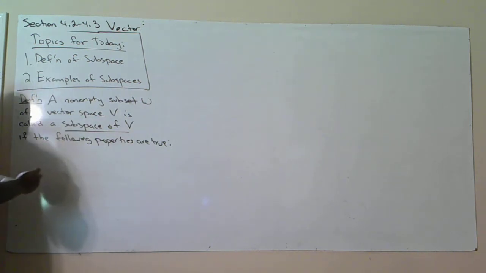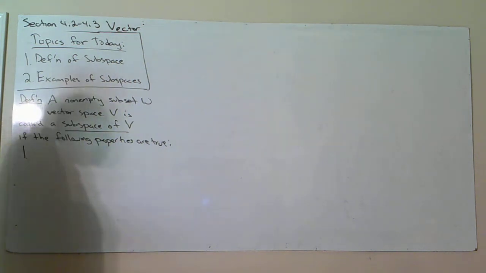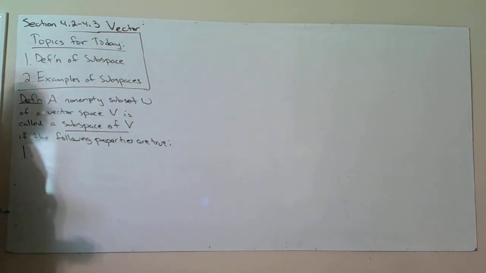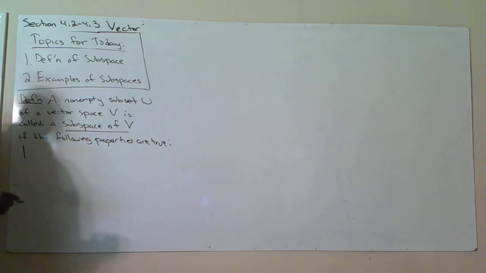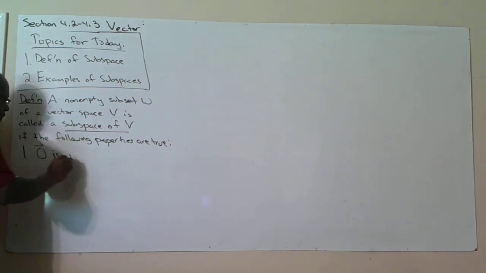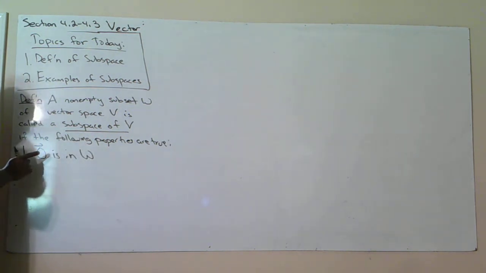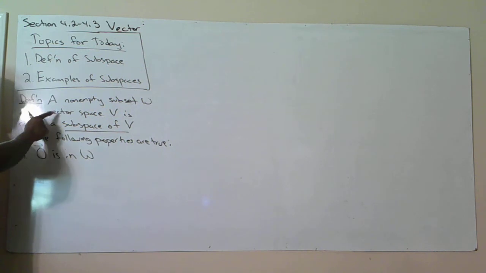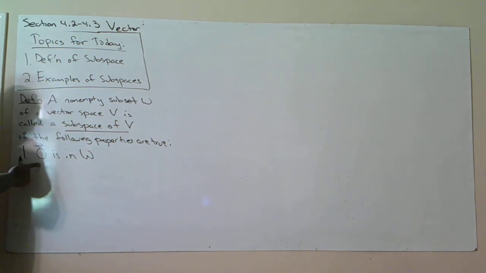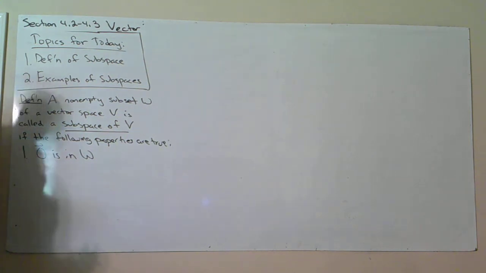The first property is that, and again, some books have this and some books don't. I like to have it because I think it's an important property, and it's that the zero vector is in W, right? And it's the same zero vector that is in V, okay? So the zero vector is in W, and this zero vector is the same zero vector that is in my vector space V.